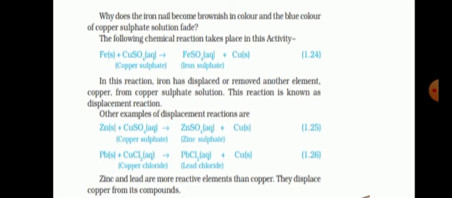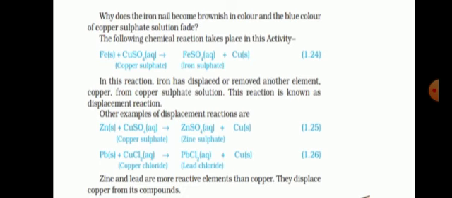So why does the iron nail change to brown color? Because you are dipping the iron nail in the solution of copper sulfate, the color of the iron nail changes after the reaction into brown color. So it turns brown.